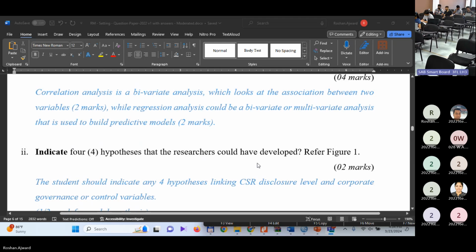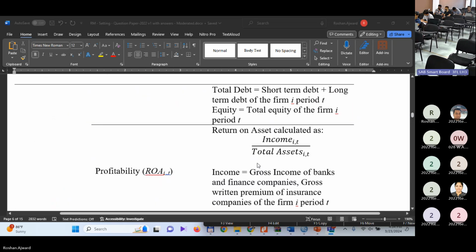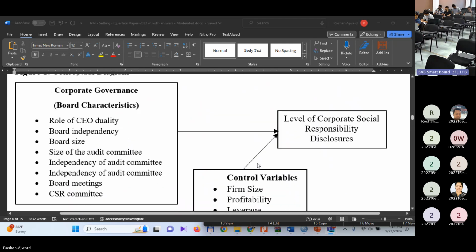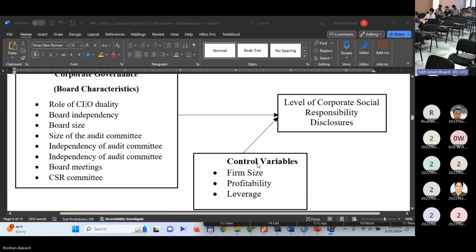The next question. Indicate four hypotheses that the researchers could develop. How to develop hypotheses? Always look at this model. Can you tell me four hypotheses? Not four, you can tell how many? You can tell 11 hypotheses. What are the 11 hypotheses?